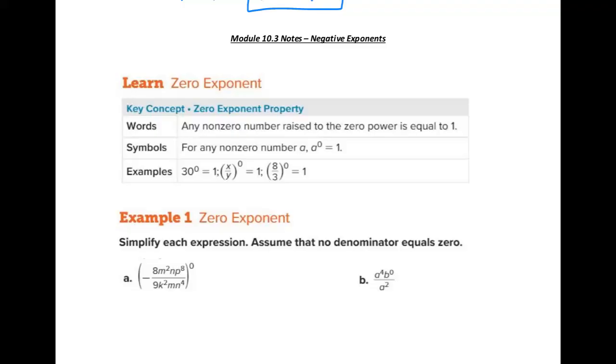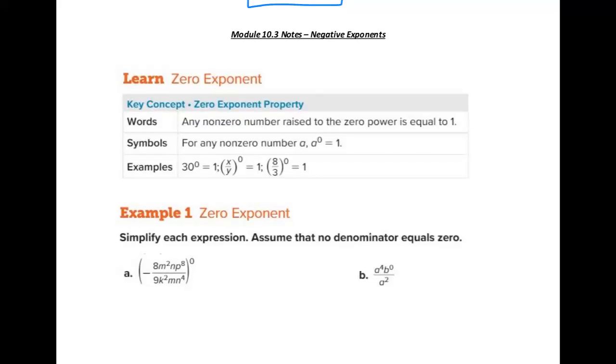All right, so a zero exponent. We're going to talk about that first. Come on. Well, you had all lunch to do that.